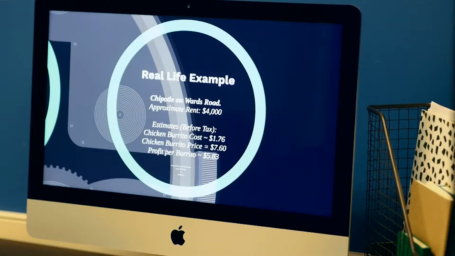So to really illustrate these two types of expenses, I think it would be best to use a real-life example. And since most of us are local here in Lynchburg, we'll go ahead and talk about the Chipotle down on Wards Road.